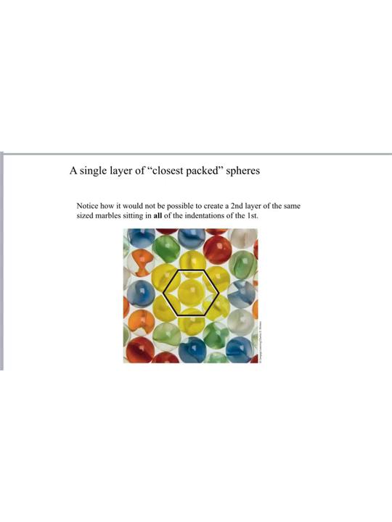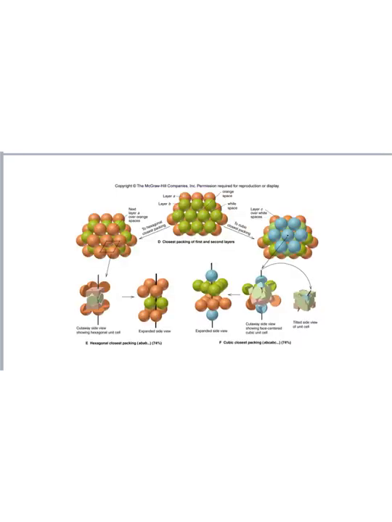So it says here, notice how it would not be possible to create a second layer of the same size marble sitting in all the indentations of the first. So what you see here is a single layer. When I was talking about having them sit in the indentations, and let's say you put a second layer in there, you'd have to go here, here, and here. You could not put marbles in each of the 6 indentations because they would bump into each other. So what that's saying is that you could have a third layer which would be over the other one. And so that would be like what we call an ABC layer.